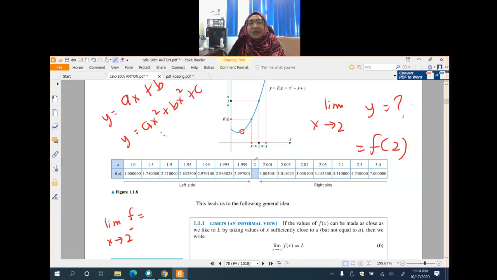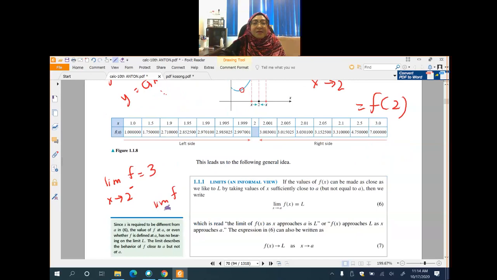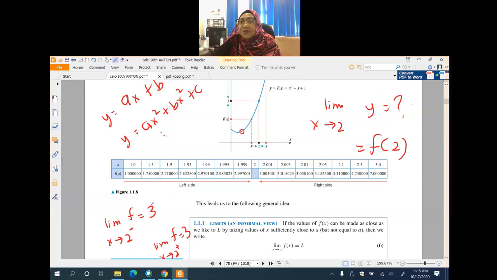And from the table as well, we see that the limit of f as x approaches 2 from the right, 2 with superscript positive, is also equal to 3. If they are the same, from the right as well as from the left, it means that the limit exists, and the limit of f as x tends to 2 is equal to this value 3.